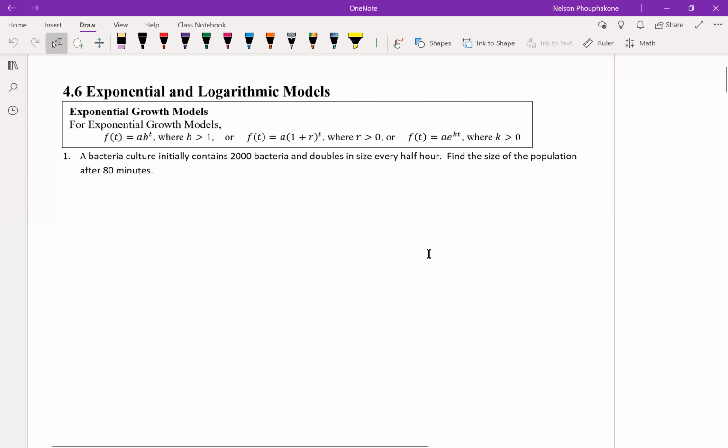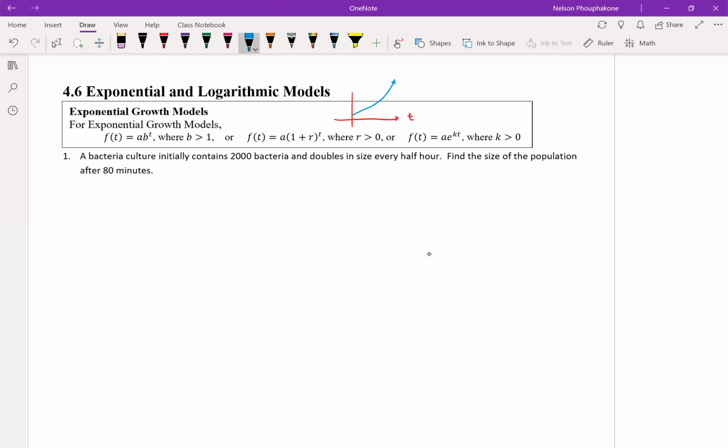Okay, so in this video, we will talk about the exponential growth model. What is the exponential growth model? It's a model where, when time increases, the output increases as well. That is the idea.